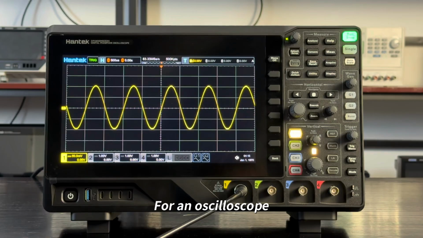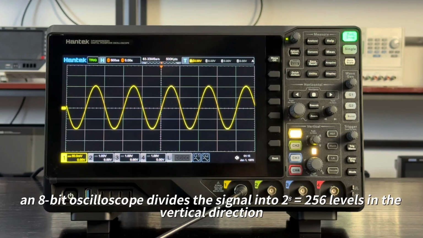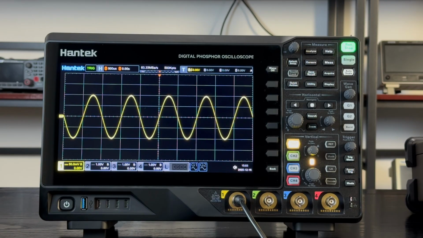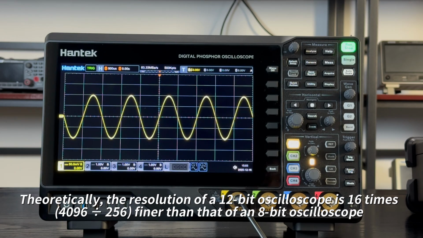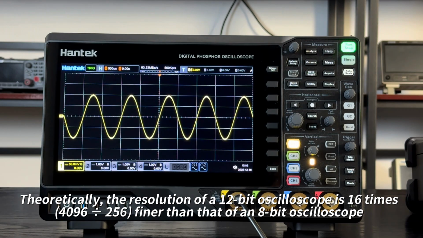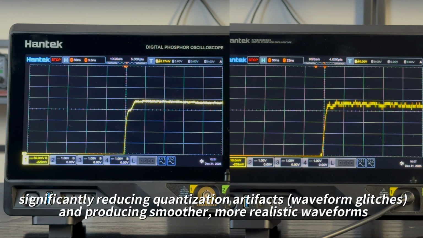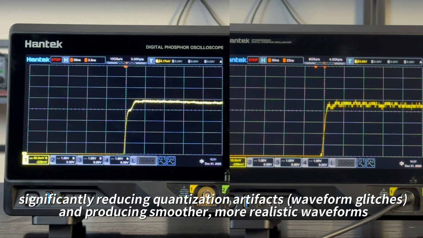For an oscilloscope, an 8-bit oscilloscope divides the signal into 256 levels in the vertical direction. In contrast, a 12-bit oscilloscope divides the signal into 4096 levels in the vertical direction. Theoretically, the resolution of a 12-bit oscilloscope is 16 times finer than that of an 8-bit oscilloscope. This means that on the screen, a 12-bit oscilloscope can display much finer waveform details, significantly reducing quantization artifacts and producing smoother, more realistic waveforms.